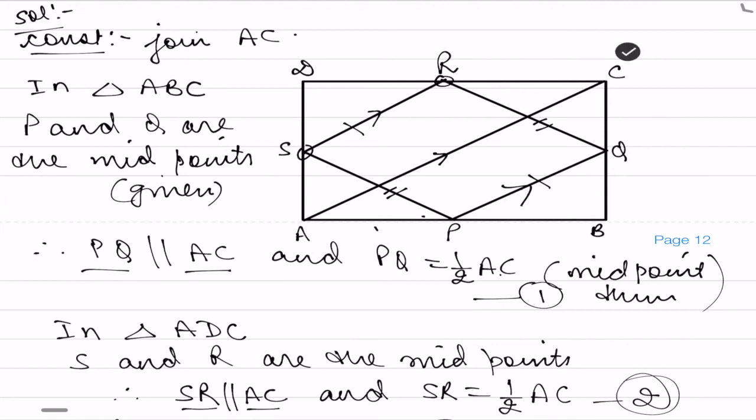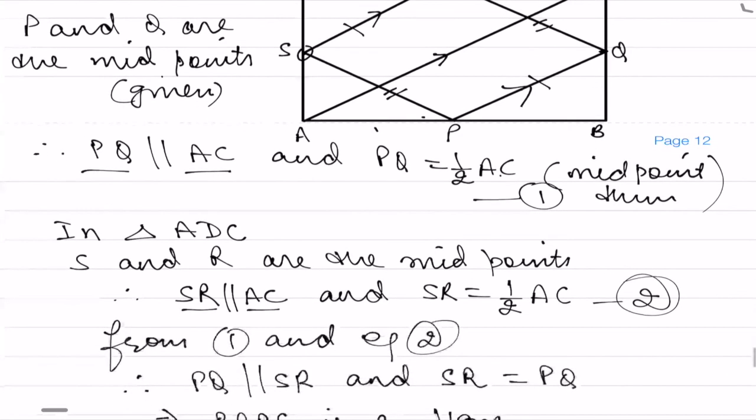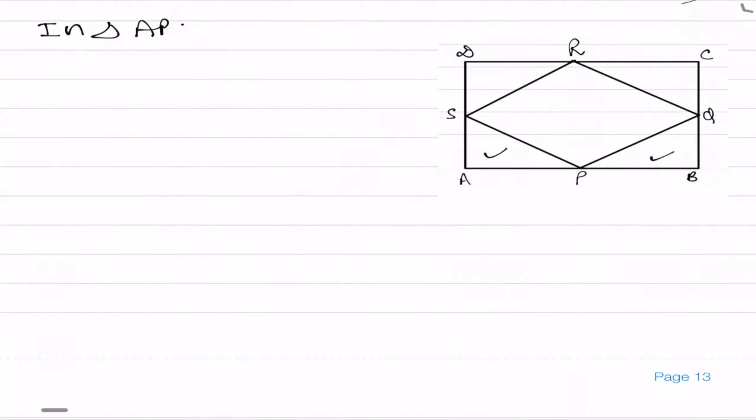Adjacent side means we have to prove either SP is equal to PQ, or you can say that SP is equal to SR. Any pair you can take, choice is yours. So I am going to prove SP is equal to PQ. These two sides are equal. So what I will do, I will consider these two triangles. Now we will consider these two triangles, triangle APS and triangle PBQ.